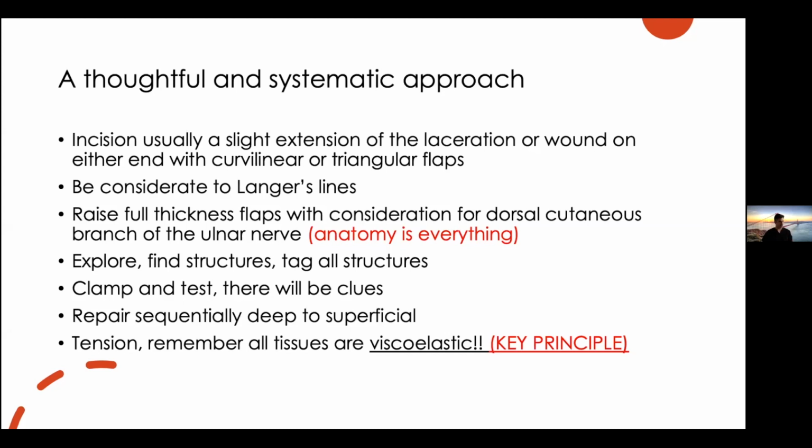So raise triangular flaps or curvilinear flaps, be considerate of Langer's lines, raise full thickness flaps. Caution for the dorsal cutaneous branch of the ulnar nerve and the superficial branch of the radial nerve. Tag the structures, clamp them, and test, right? Sometimes this can be a little bit confusing depending on what level of the wrist you're at. Sometimes there's little clues, like when you're really getting to the wrist proper, underneath the retinaculum, there's nice grooves and it'll fit better and you'll have more of an idea. But it can be challenging.